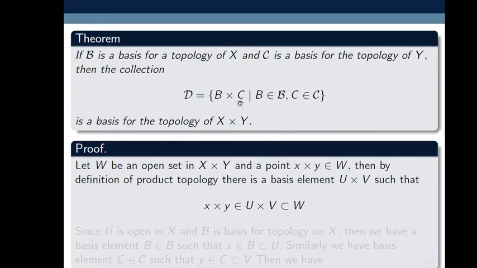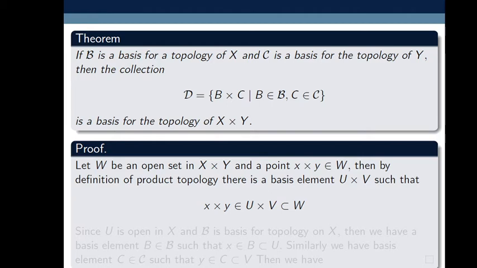So script B is a basis for the topology of X and script C is a basis for the topology of Y. Then we define the collection D, which is equal to B times C such that B belongs to script B and C belongs to script C, and this set D is also a basis for the topology of the Cartesian product of X and Y. This we have to show. So let's have the proof.